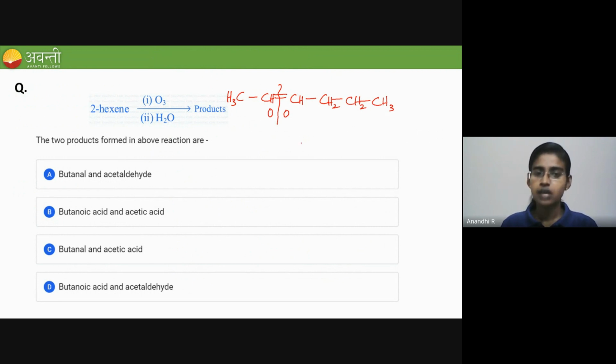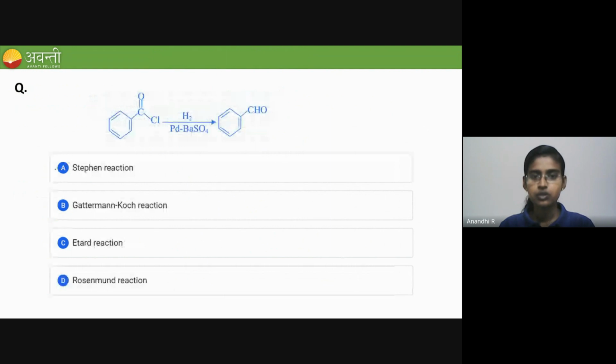So 4 carbon containing aldehyde is called butanal. So at the end, what we are having? Acetaldehyde and butanal. Okay, so which is the answer? In the first option it is given, no? Butanal and acetaldehyde. So that is the correct answer for this question. Got it? Now we'll move on to one more question.